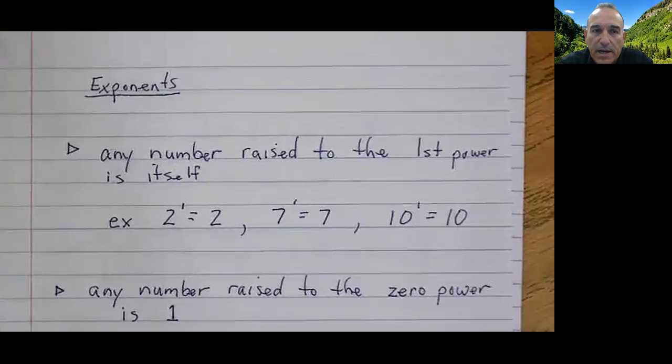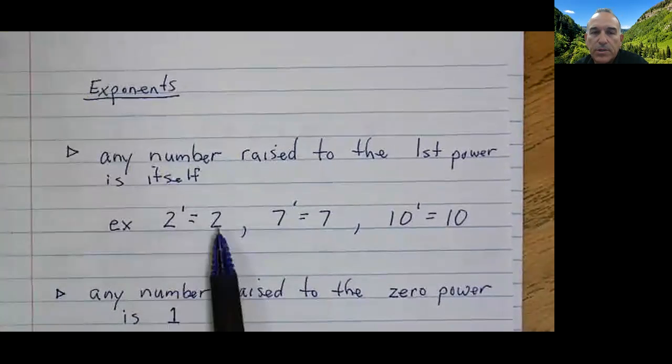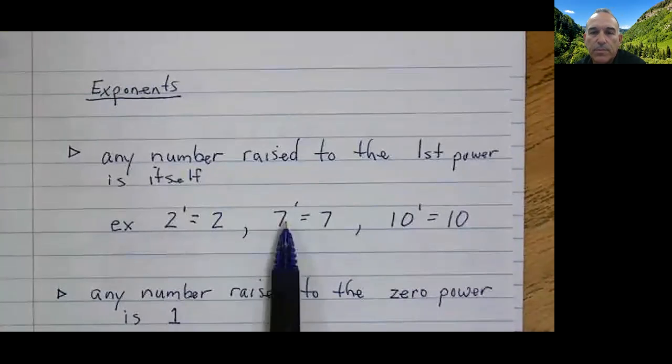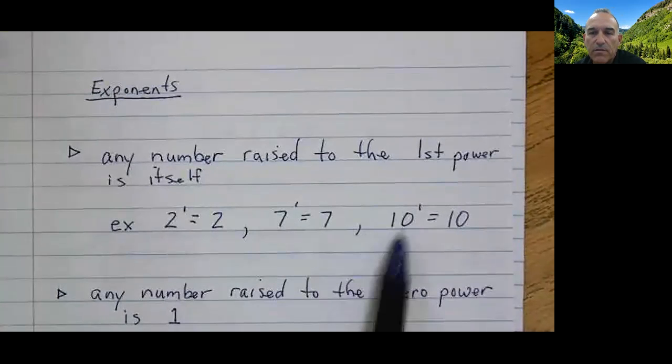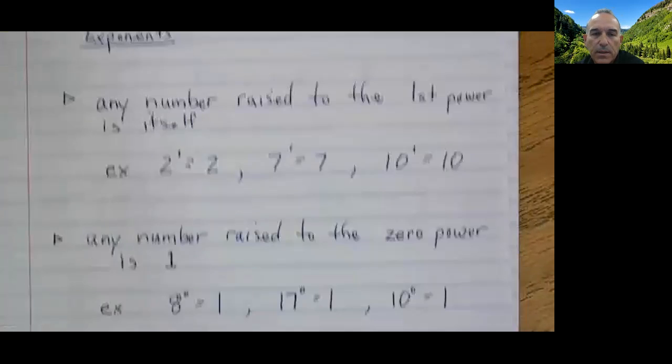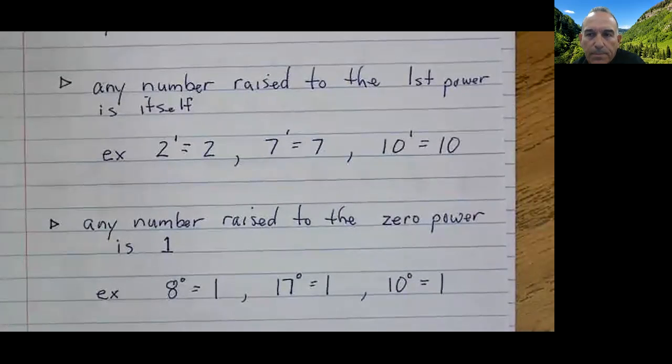It reads exponents. Any number raised to the first power is itself. Example, 2 to the first power is 2. 7 to the first power is 7. 10 to the first power is 10. Then I want this note in there. You're going to copy this down just like that. Any number raised to the zero power is 1. Example, 8 to the zero power is 1. 17 to the zero power is 1. So is 10 to the zero power.